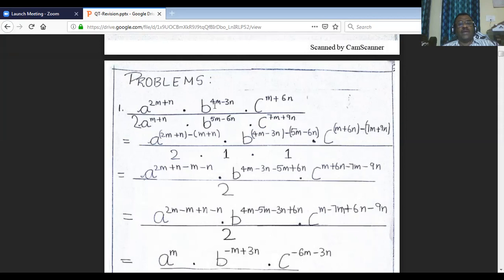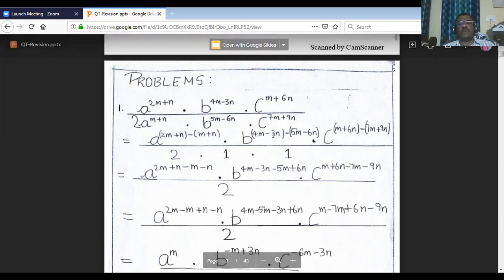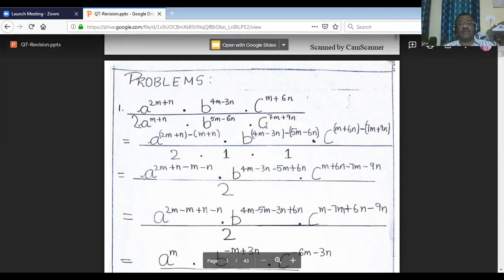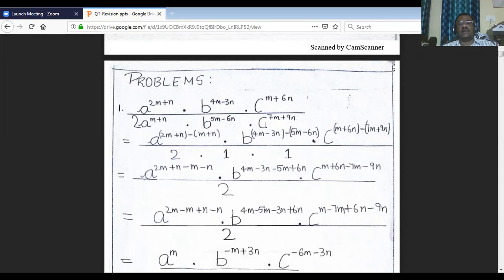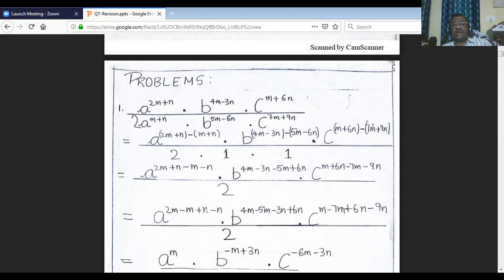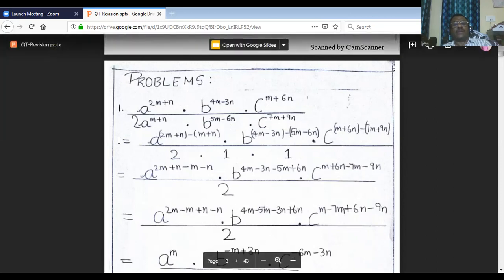Now b to the power of 4m minus 3n, and here it is 5m minus 6n. This is b to the power of 4m minus 3n minus of 5m minus 6n. Next C. Again this is a common base, C in the numerator, C in the denominator. Next, C to the power of m plus 6n minus of 7m plus 9n.